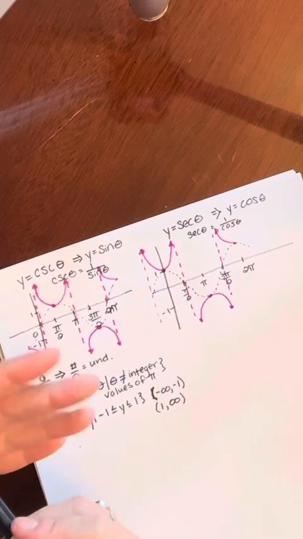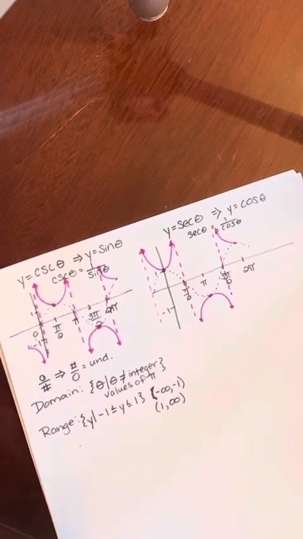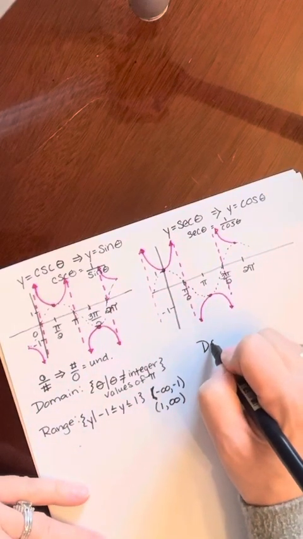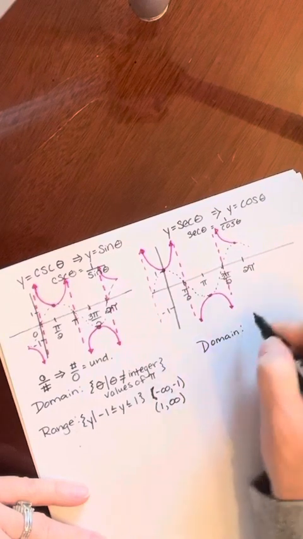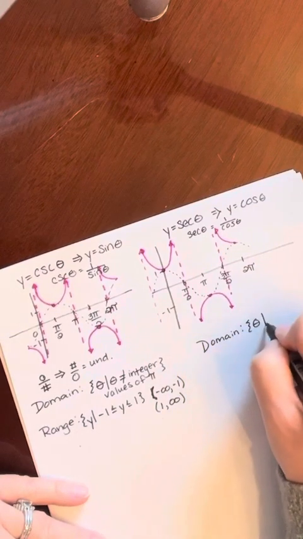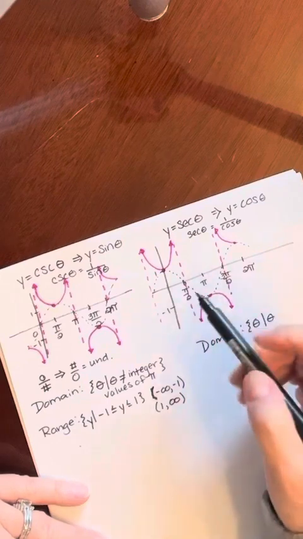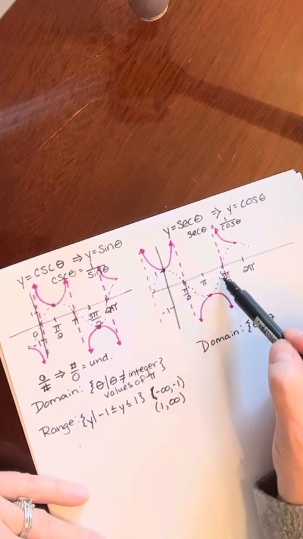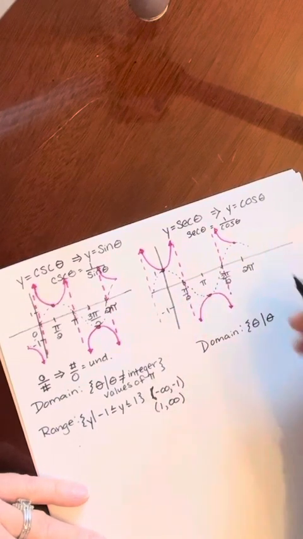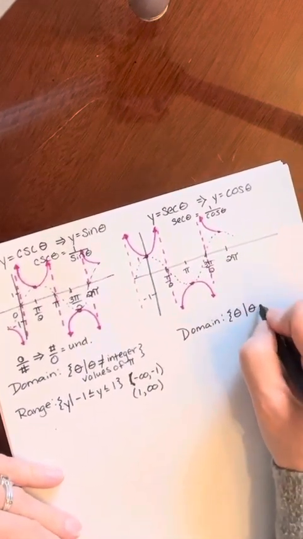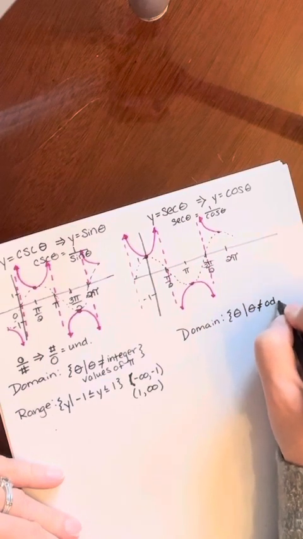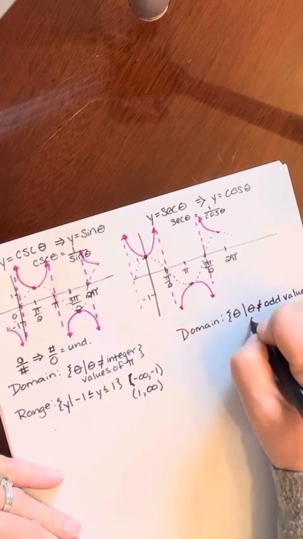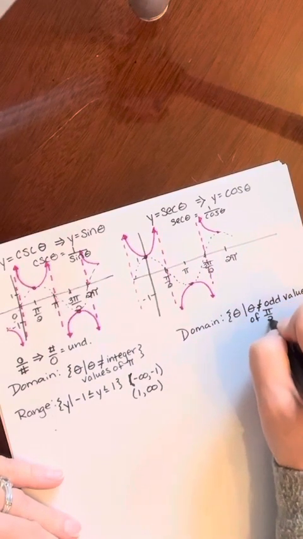All right, but because of that shift horizontally, that does change your domain. So your domain for secant, your values are theta such that, look at where your asymptotes are located. So they're located at odd values of pi over 2. So we can say theta cannot equal odd values of pi over 2.